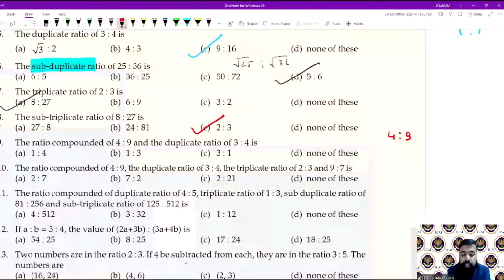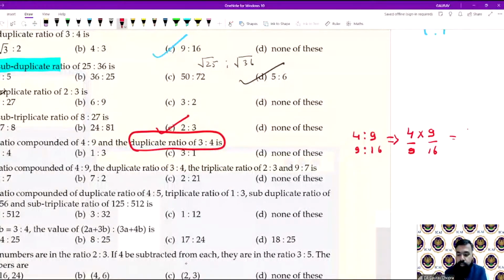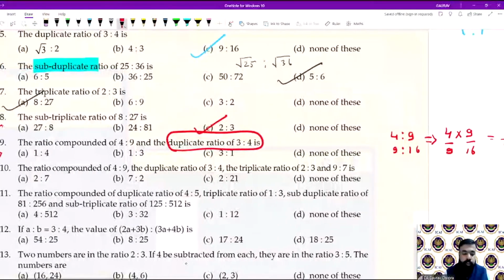Now what is the duplicate ratio of 3:4? It is 3 square, that is 9, and 4 square is 16. Now we can find the compound ratio. So 4 into 9 upon 9 by 16. We can cancel them and get the result 1 by 4, that is 1:4. Option number A. All right.